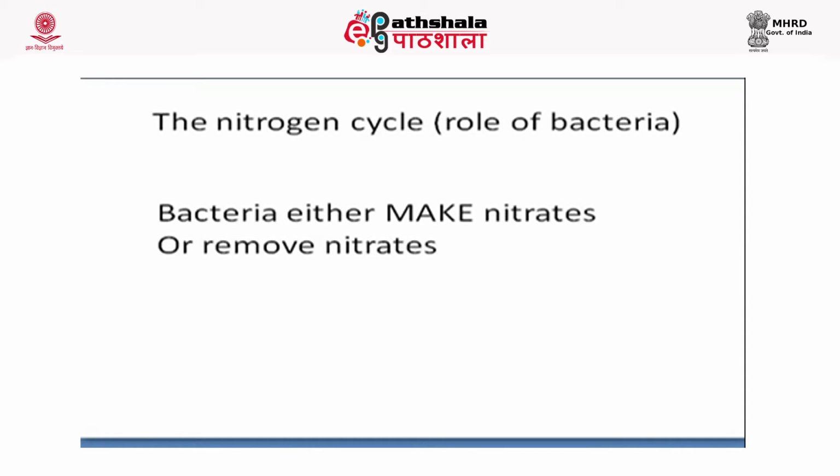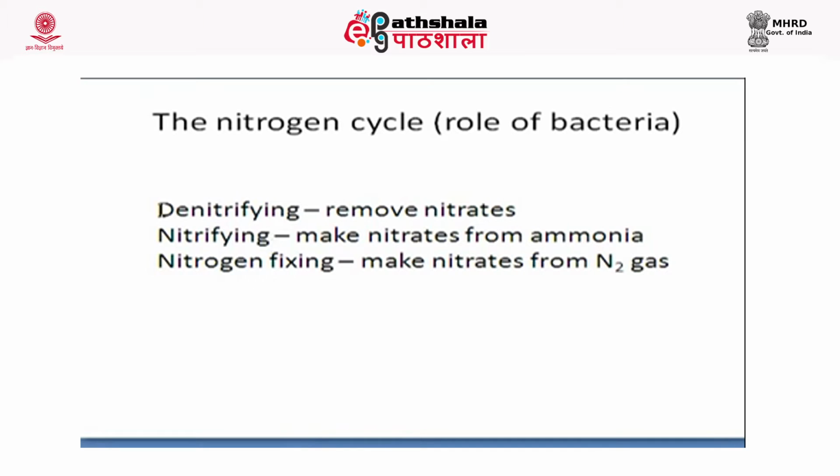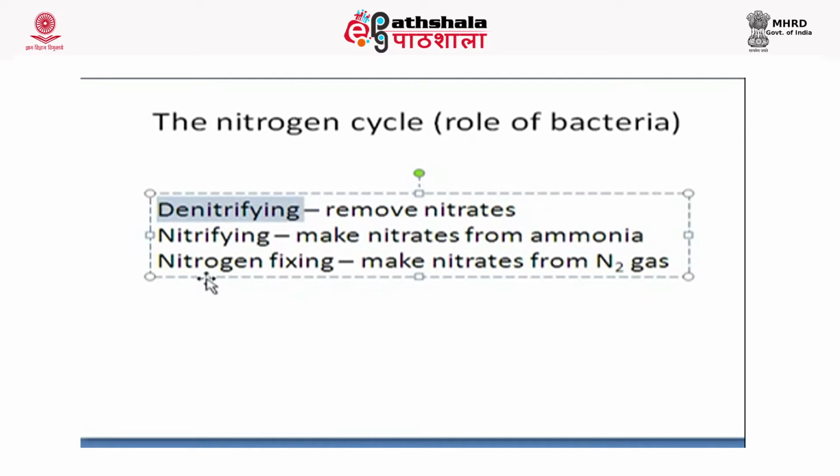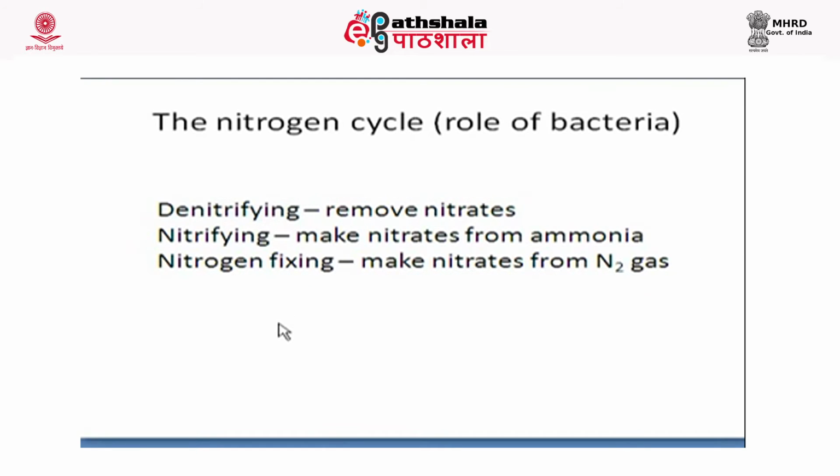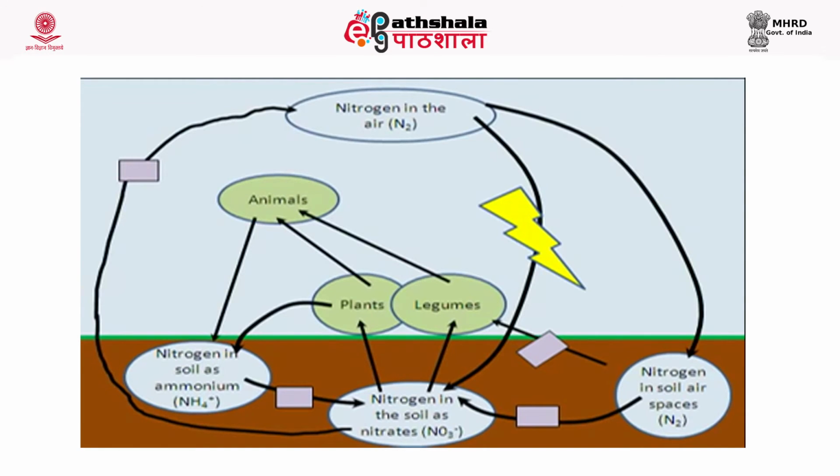So there are 3 types of bacteria, and they do one of 2 things. They either make nitrates or they remove nitrates. Denitrifying bacteria remove nitrates. Nitrifying bacteria make nitrates from ammonia or ammonium compounds, and then we've also got nitrogen fixing bacteria which make nitrates from nitrogen gas directly. Now here is a diagram of a nitrogen cycle. Can you fill in the gaps?